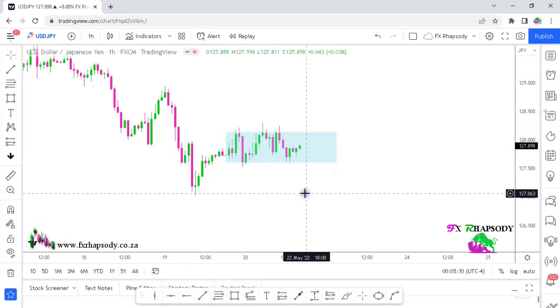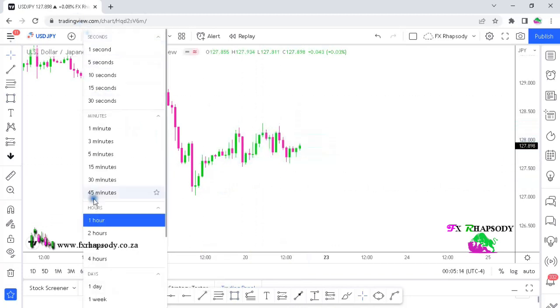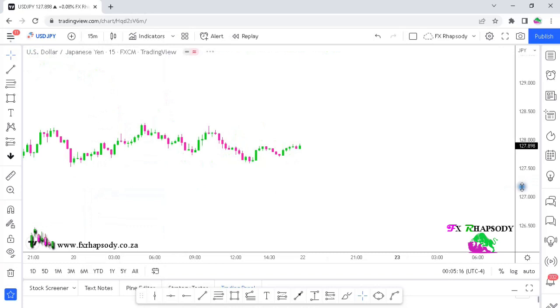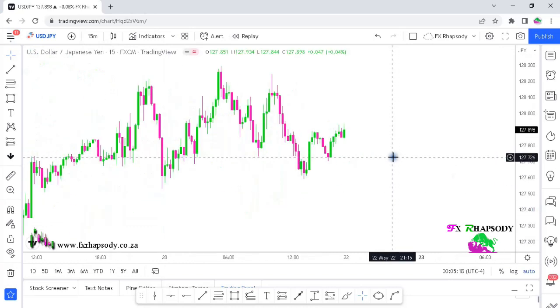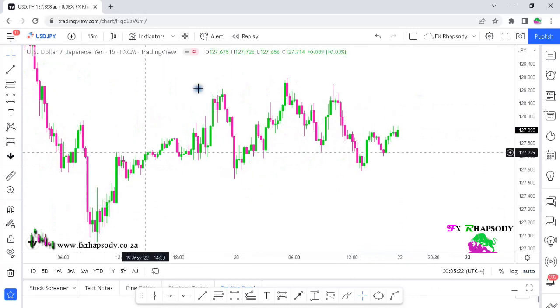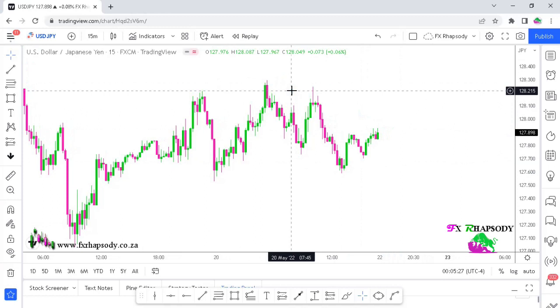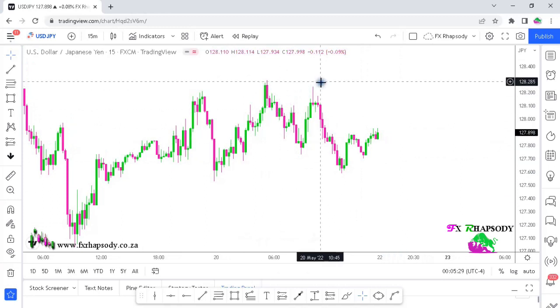Now, what I just did with that is just drill down to a lower time frame, and we can see a bit clearer. Okay, there we go. 15 minutes. Okay, so you can see price hovering in this area, taking out some liquidity over there. Liquidity still intact over here.